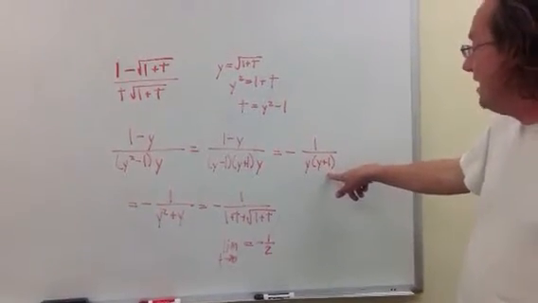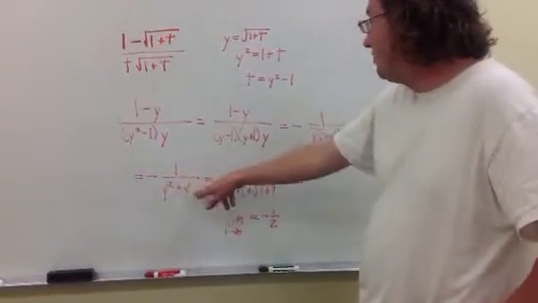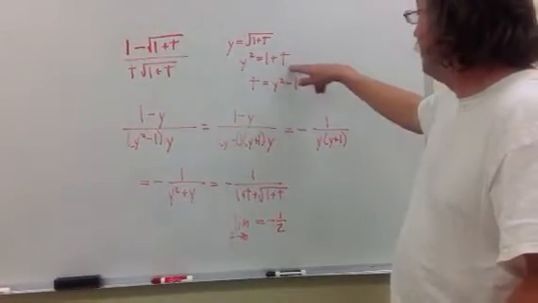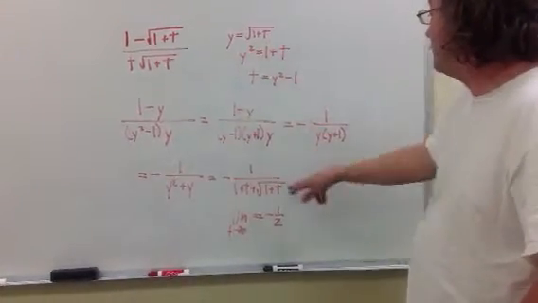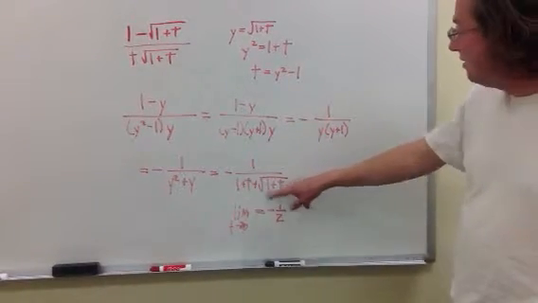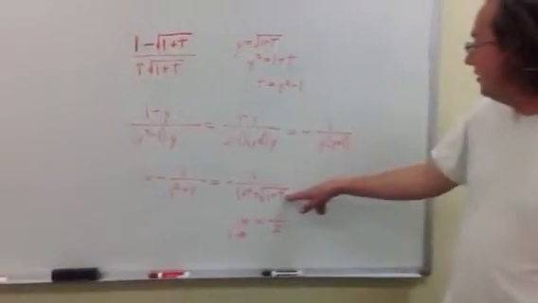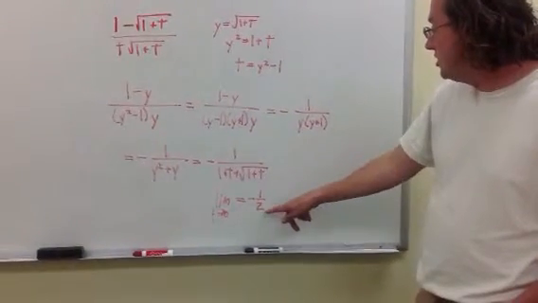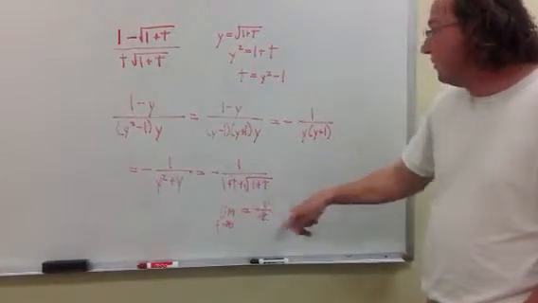Okay. And then I multiplied these two back together and got y squared plus y. Okay. Well, I know y squared is 1 plus t, and I know my y is the square root of 1 plus t, so now I've got it back to my original form with t and a square root. And then I just substitute in t equals 0. I get 0 and 0, so it's 1 plus the square root of 1, which is 2, so 1 half, and there's still the minus sign there.